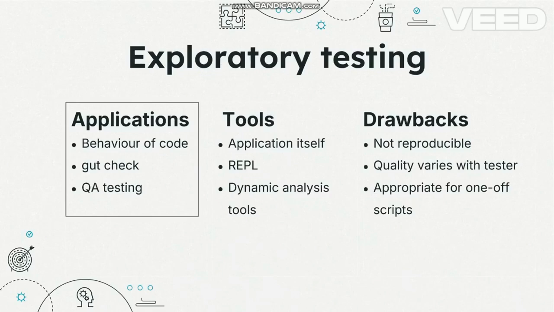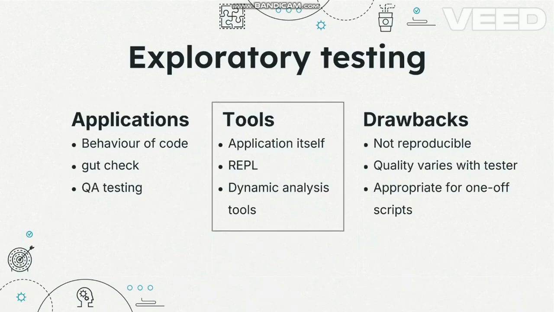Now let's discuss the tools used in exploratory analysis. The main tools for exploratory testing include the application itself and REPL environments. REPL stands for Read Eval Print Loop. It's an interactive programming environment that reads a user's input, evaluates or runs it, prints the result, and then loops back to await more input, and dynamic analysis tools like Callgrind for tracking performance. However, exploratory testing has some drawbacks.